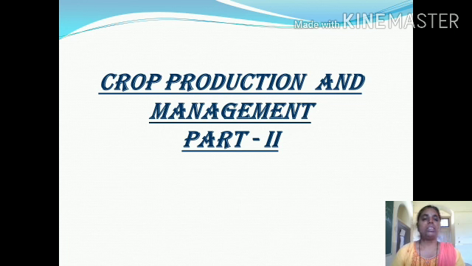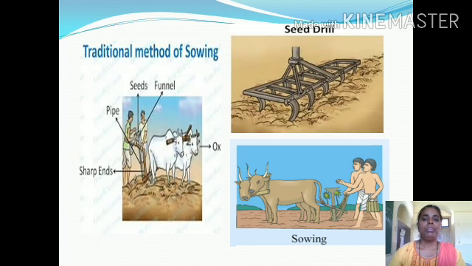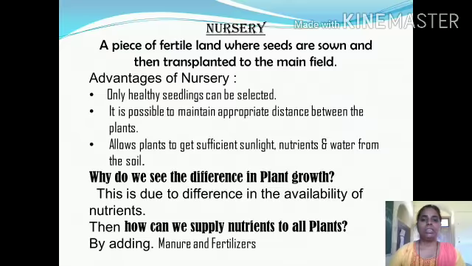Now let us continue with another set of agricultural activities that are carried out by the farmer in their field. In this class we will study nurseries. A nursery is a piece of fertile land where seeds are sown and then transplanted to the main field.